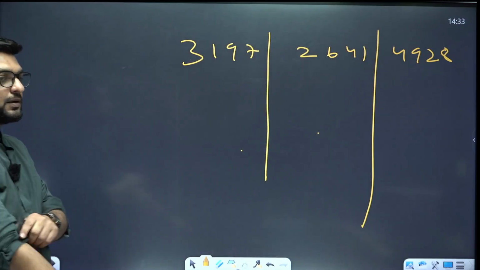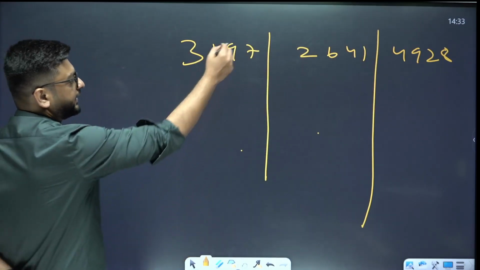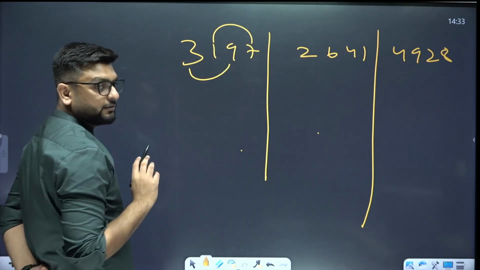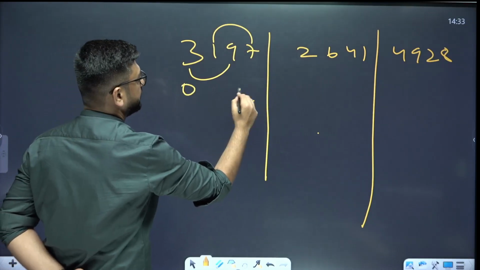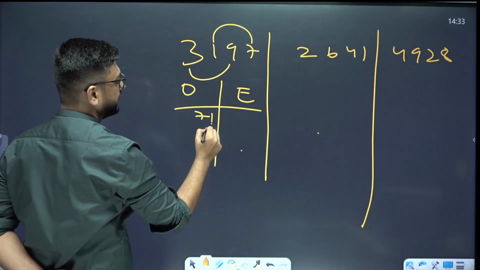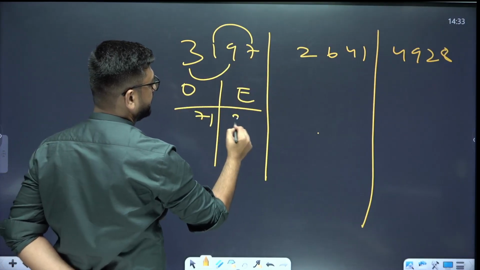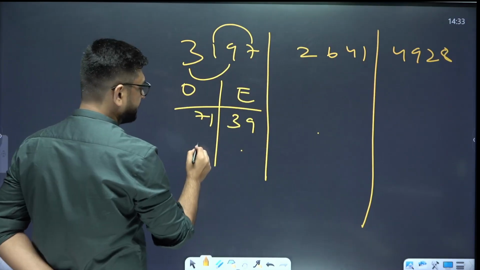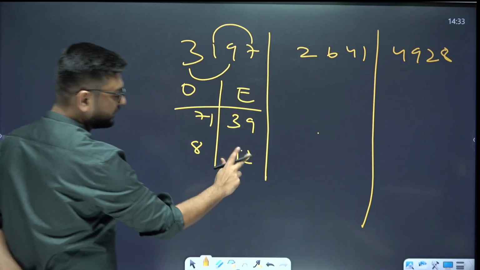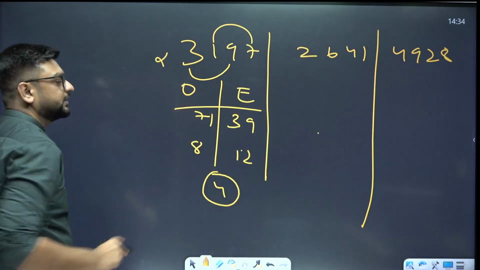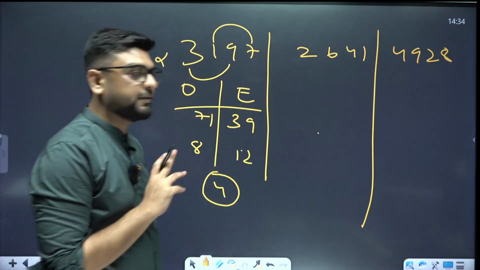All right. See what we are doing. We are taking out the odd positions and the even positions. So how will it come? For odd, 7, 1, and for even, 3 and 9. So this will come as 8. This will come as 12. What is the difference between 12 and 8? This is 4. This is not possible, that is, it is not divisible by 11.